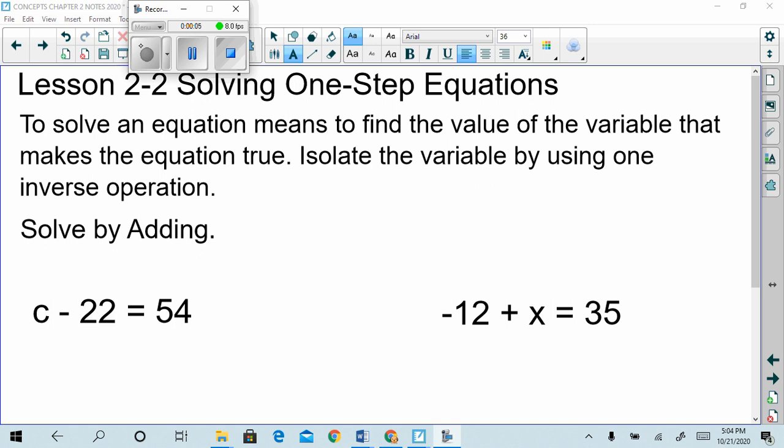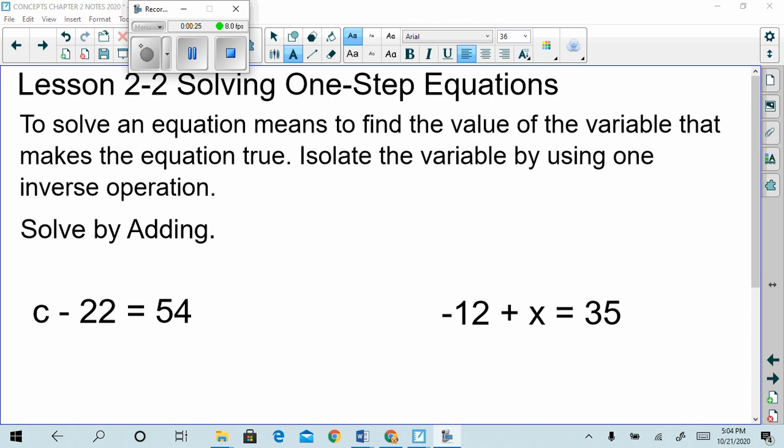Yesterday we spent time translating equations from words into algebraic equations. Today we're going to look at our introduction to solving equations. And yes, we've solved equations before, but we're going to go through this one step at a time, and we're going to start with the one step.